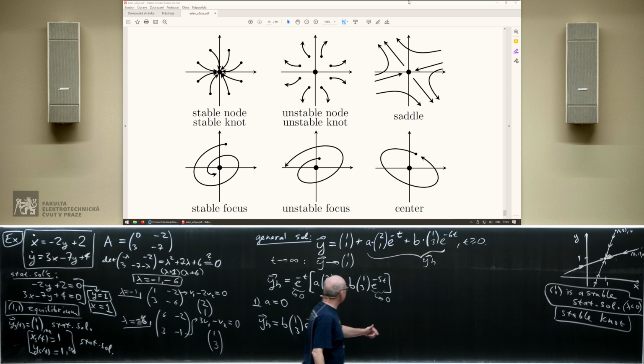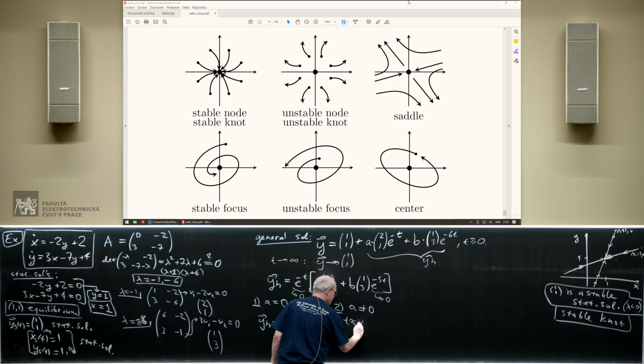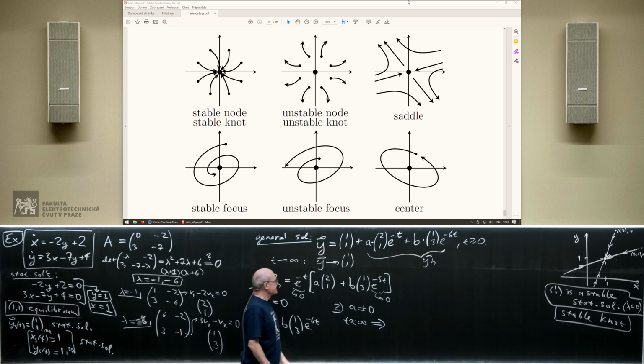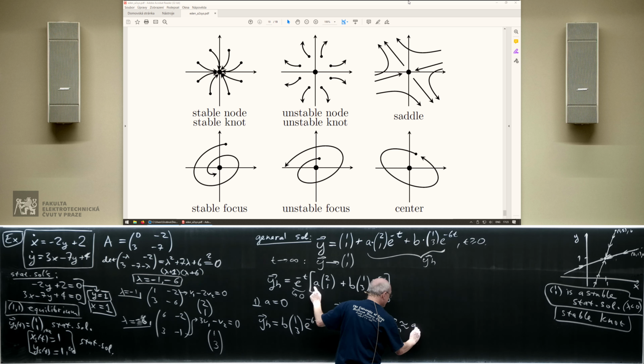What happens if you have a vector which has both components, which means that's the case too when a is not 0? Then when t is really, really large, in this bracket, the second part can be ignored, and the solution is approximated just by the first part. So it will be a 2, 1 e to negative t.